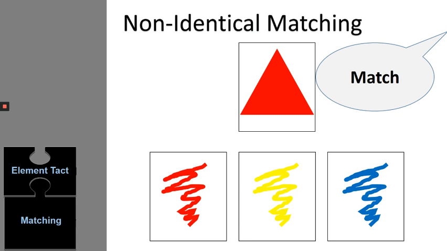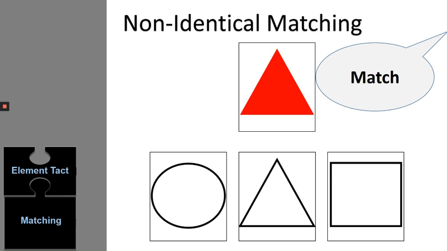For arbitrary matching, we isolated the element within the comparison stimuli. So again, those are like our color scribbles or white shapes. And this is called arbitrary matching because the sample and the correct response in the comparison stimuli are not identical.